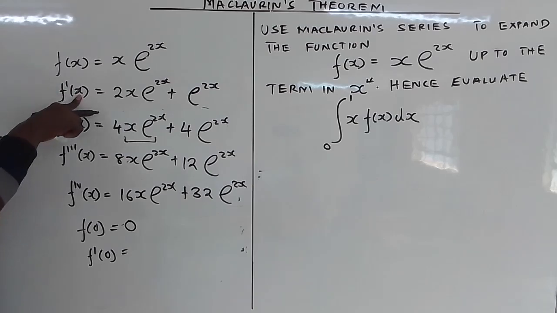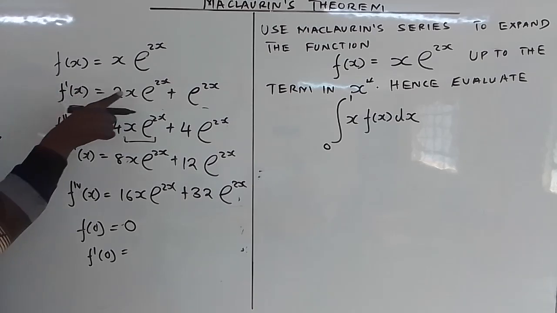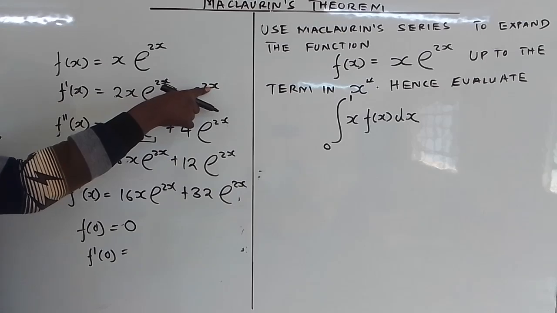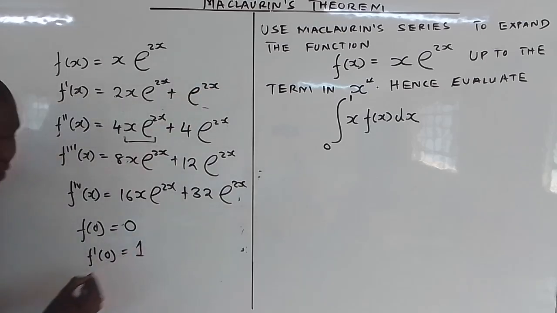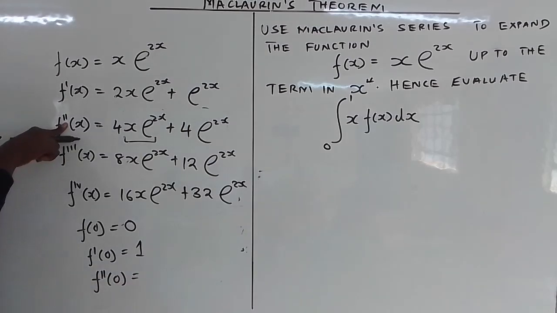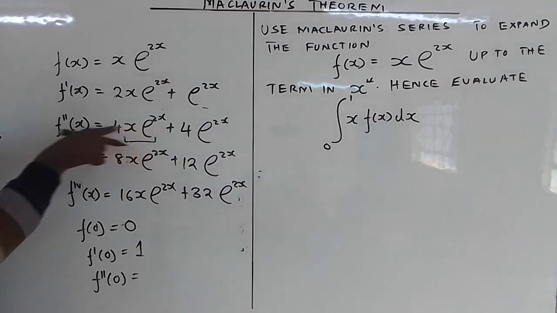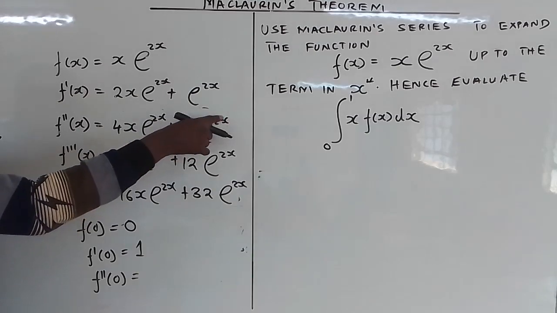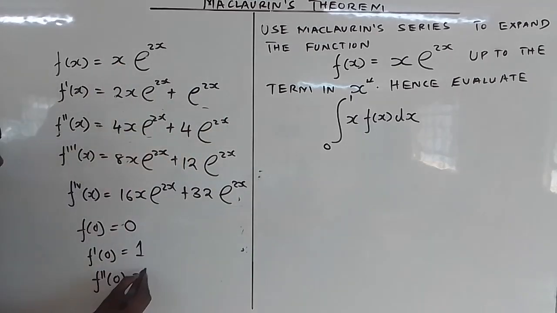So f prime of 0, it means the x you put 0, isn't it? So when this x is 0, the whole of this term is going to be 0. Are you seeing that? Then we remain with exponential raised to power 0, isn't it? Anything raised to power 0 is 1. So we remain with 1 there. Are we together? You move to the next one, that is f double prime of 0. So where f double prime is here, where the x, if you put 0, what do you have? 0 times the whole of this term will go to 0, isn't it? Then here, 4 times exponential raised to power 0, anything raised to power 0 is 1. So 4 times 1 you remain with?